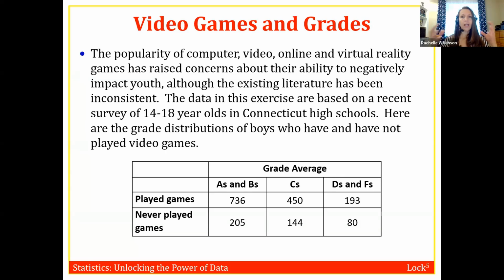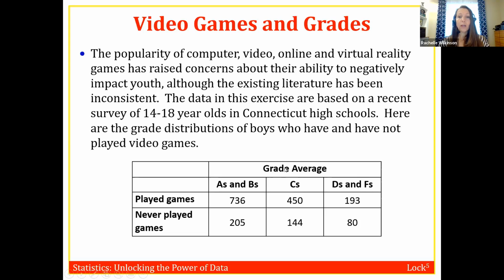All right, to help us understand how this is all going to work, we're going to use this example. The popularity of computer, video, online, and virtual reality games has raised concerns about their ability to negatively impact youth. Although the existing literature has been inconsistent, the data in this exercise are based on a recent survey of 14 to 18-year-olds in Connecticut high schools. Here are the grade distributions of boys who have and have not played video games. So we have kids who've played video games, people who've never played video games, and the breakdown of their grades. So this is a two-way table. You might remember two-way tables back from section 2.1.